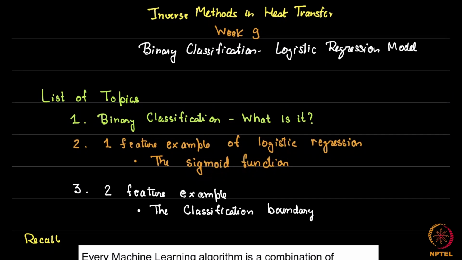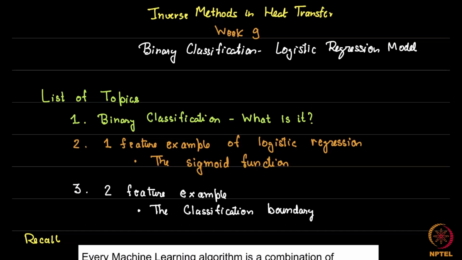Okay, so the list of topics that I'll be covering within this video is: what is binary classification? Why is it important in practice? Where could we see something of that sort in, let's say, heat transfer scenarios? And then I'll give you a couple of examples to set up what we'll be doing in the next video.